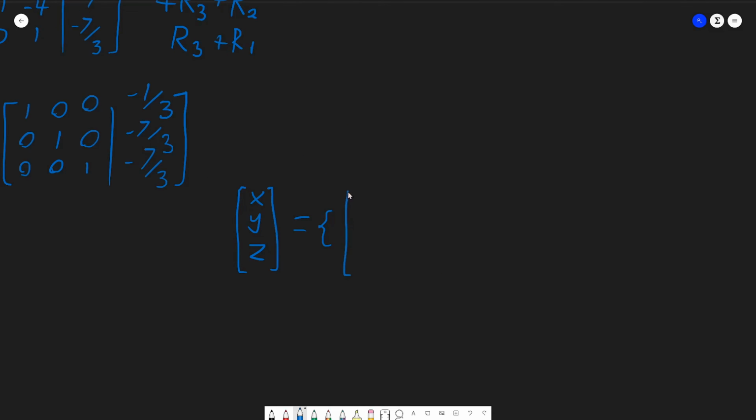The possible values are simply -1/3 only for x, -7/3 only for y, and -7/3 only for z. So it's just this set of one and only one vector where the possible values for x are the first component, the possible values for y are the second component, and the possible values for z are the third component. This is the solution set to that matrix.